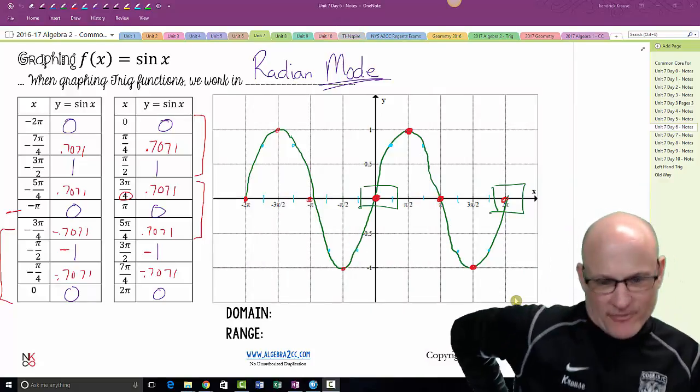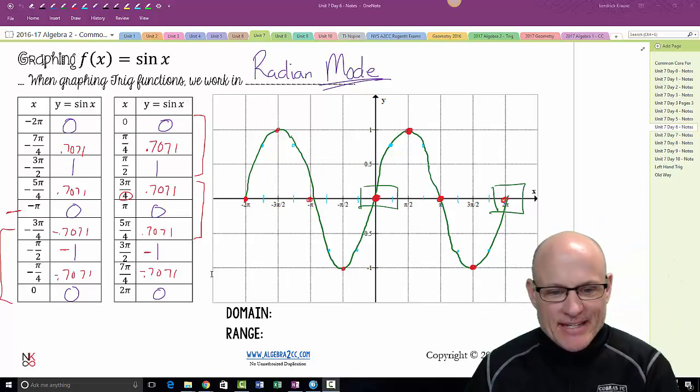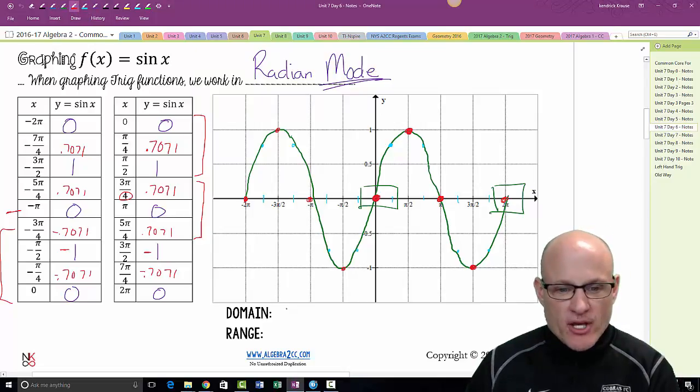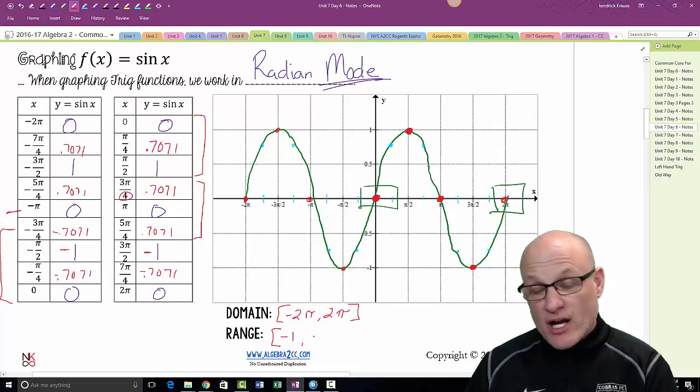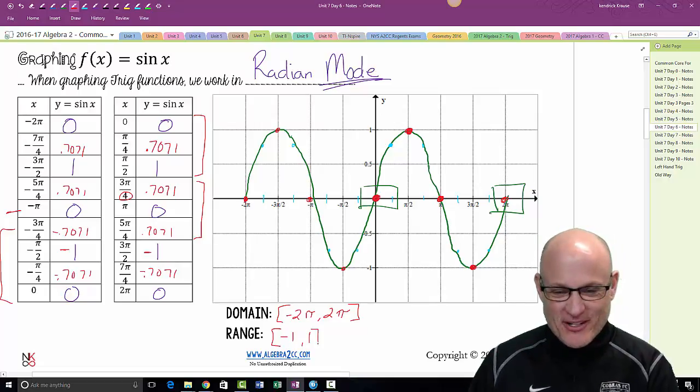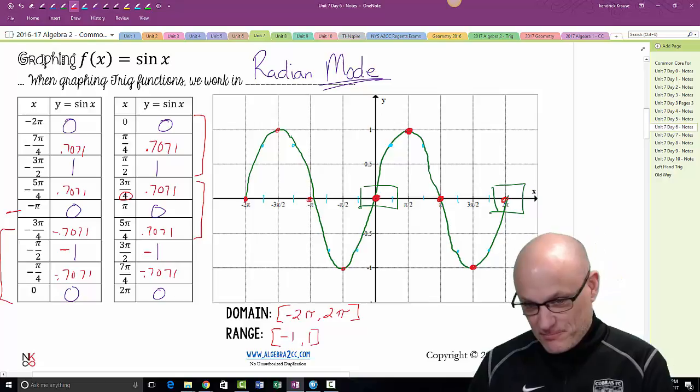So what I've graphed here is a function. It definitely is a function. Let's talk about the domain and the range. The domain would be from negative 2 pi to 2 pi. And the range would be from, what's the lowest value? Negative 1 to the highest value, which would be 1. So there's my domain and range.